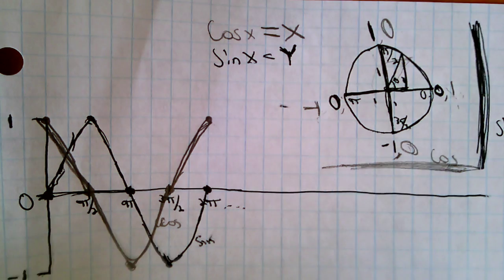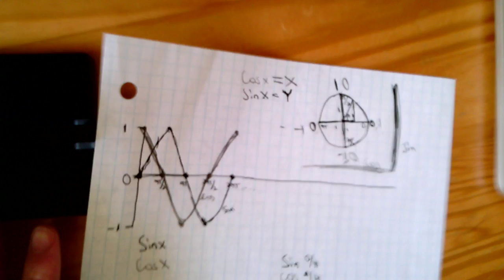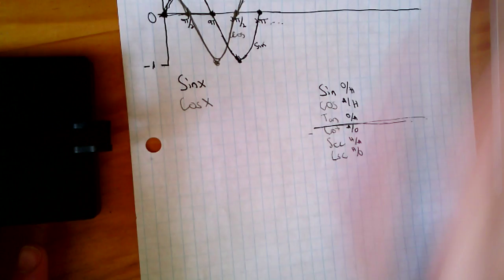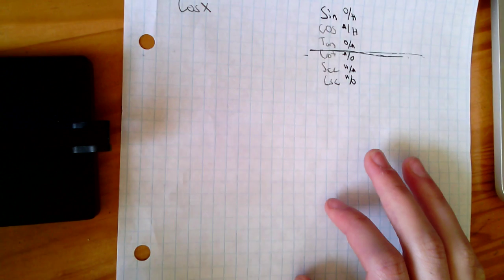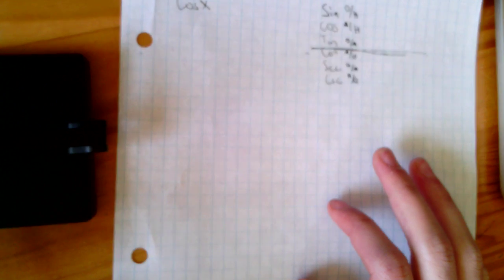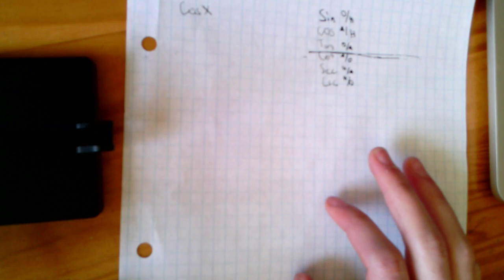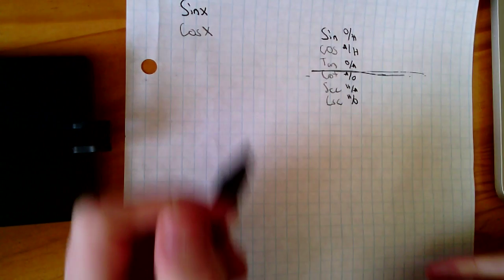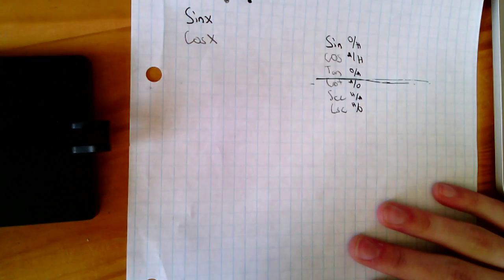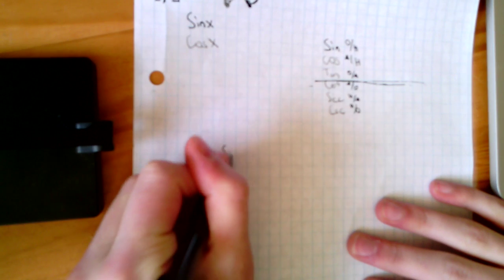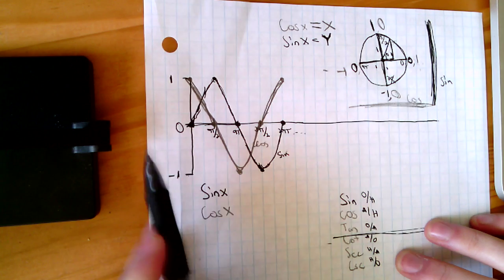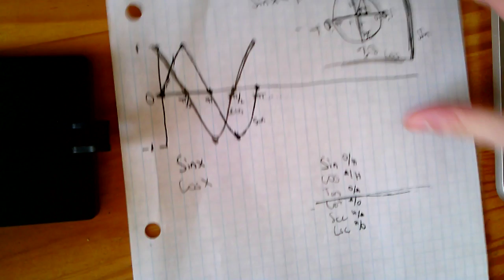Now I'm going to go over what happens if you want to change the amplitude of the sine wave or the period of the sine wave. Okay, here we go. So if you want to change the amplitude, 2 sine of x would be just like sine of x up here, except instead of going to 1, it would go to 2. So that's how you would change the amplitude.